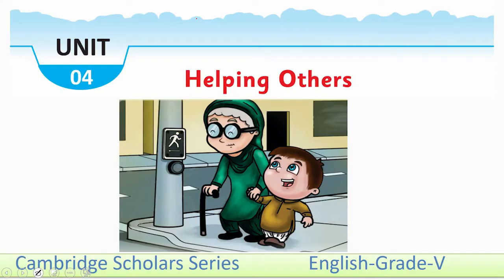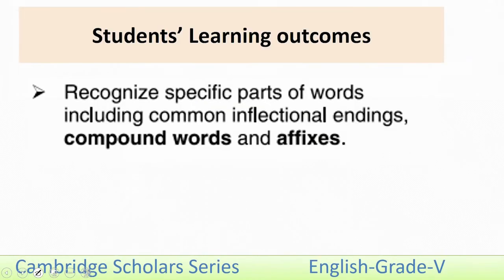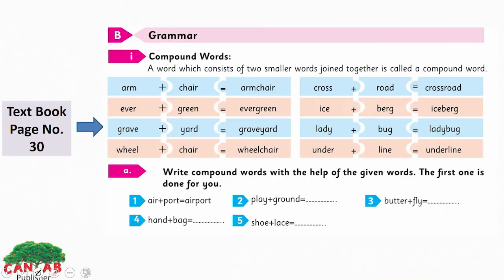We are going to start our lesson from Unit 4, Helping Others. The learning outcomes of this lesson are: recognize specific parts of words including common inflectional endings, compound words and affixes. Look at page number 30 of your textbook.